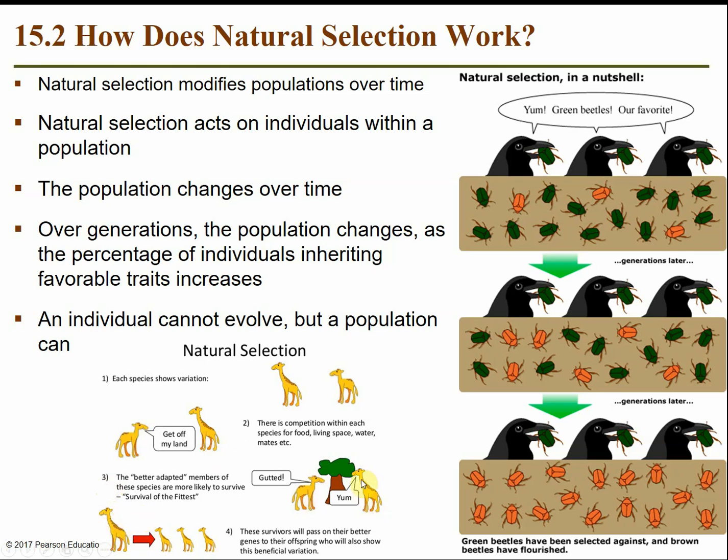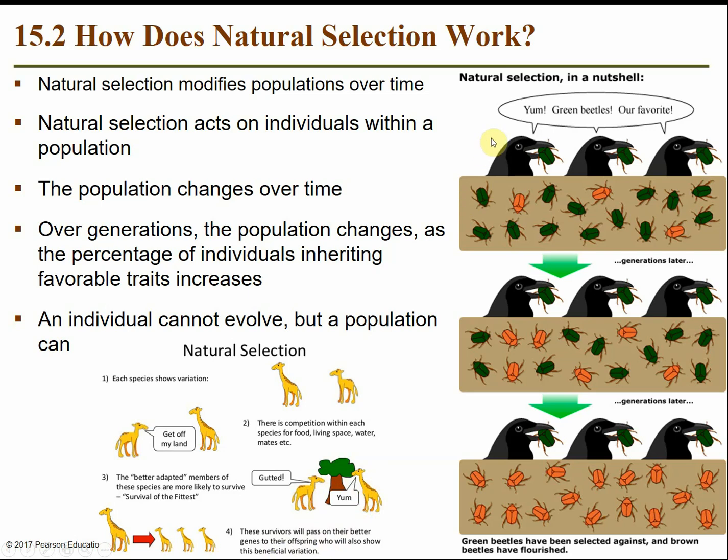The longer-necked giraffes are better at obtaining food and nutrients. The shorter-necked giraffes are going to eventually starve and die off. They're not going to be able to reproduce if they can't eat. Over time, our long-necked survivors pass on their better genes to the offspring, who will also show this beneficial variation. The short-necked giraffes die off, and over time, all we have are the long-necked giraffes.